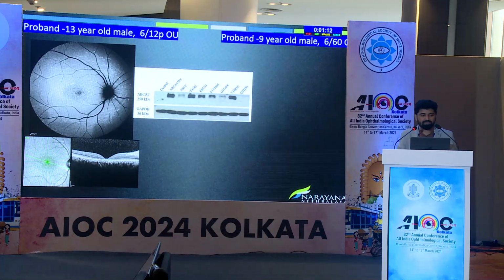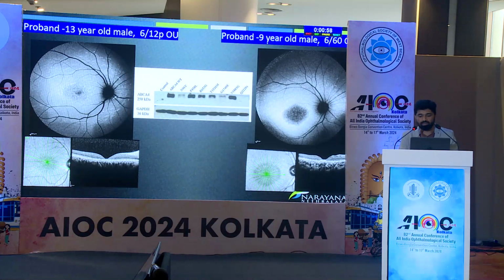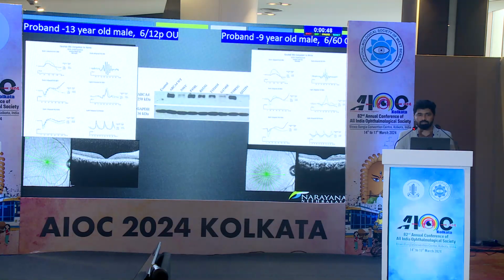So for example, the proband is a 13-year-old male with a relatively good vision of 6/12. This patient has V type of mutation. That means relatively better protein function. So the phenotype is also less severe. As compared to the 9-year-old who is 4 years younger, but the disease is more severe because this patient has a Q type of mutation. All are same ABCA4 mutation, but depending on the protein expression, severity could be different. So the ERG was also telling the same story.